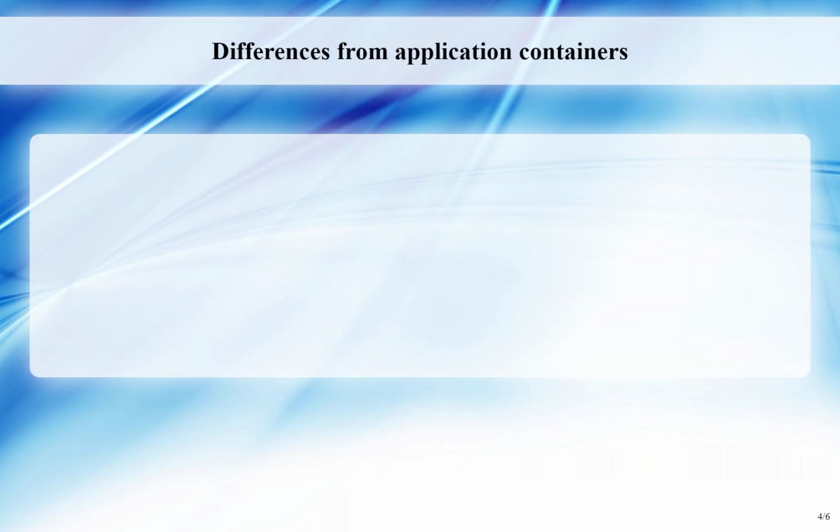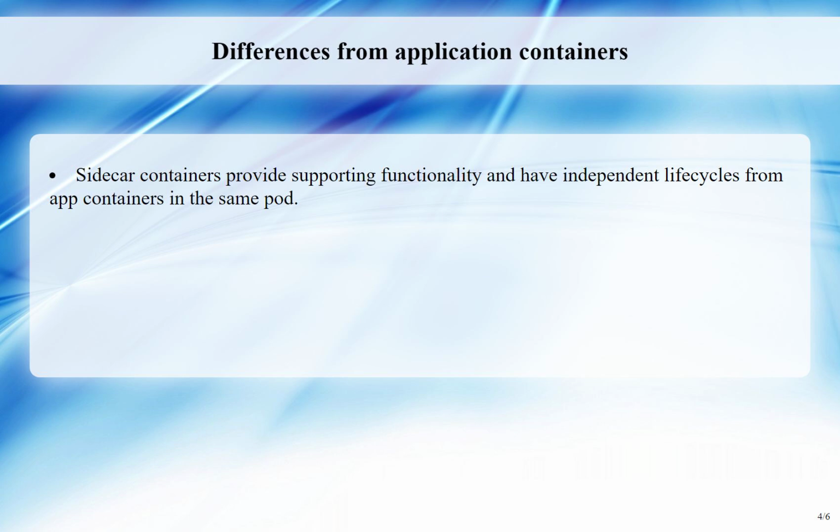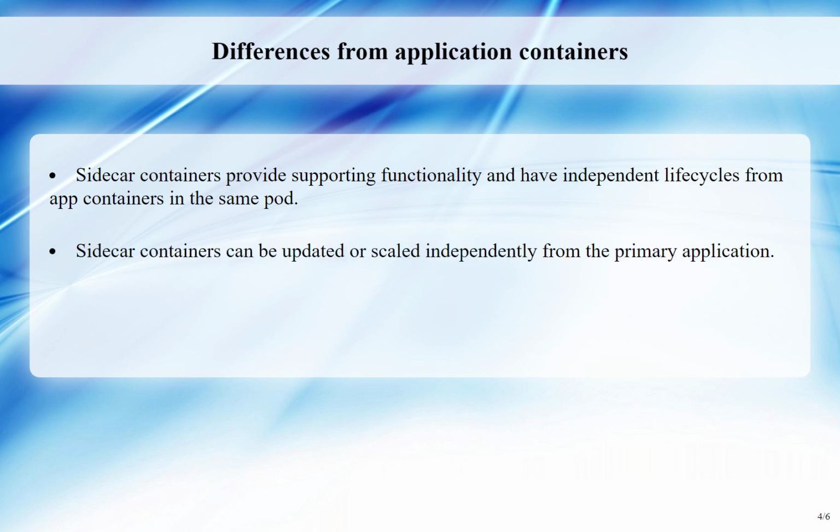Differences from application containers. Sidecar containers run alongside app containers in the same pod, providing supporting functionality without executing primary application logic. They have independent life cycles, allowing for separate starting, stopping, and restarting from app containers. This enables updating, scaling, or maintaining sidecar containers without affecting the primary application.